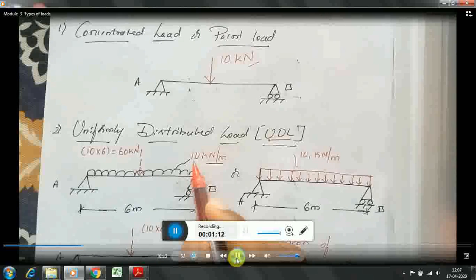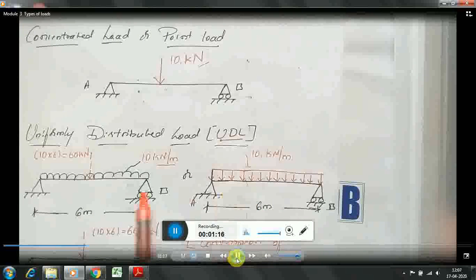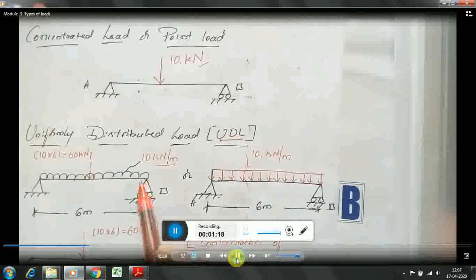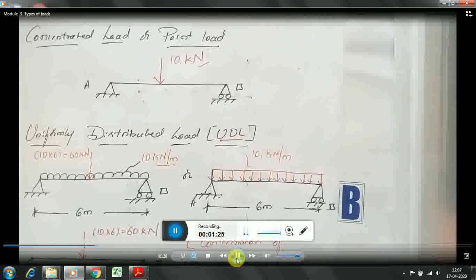Now the beam has a span of 6 meter and is loaded with an intensity of 10 kilonewton per meter, or it is also represented like this. It can be represented in both ways, either as shown in the left figure or in the right figure.